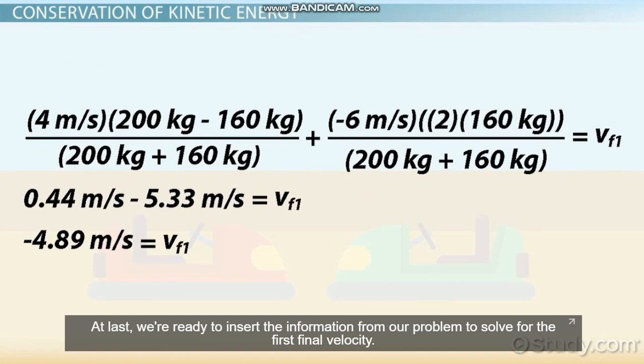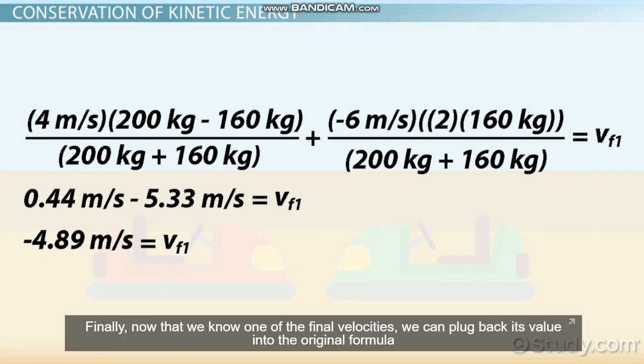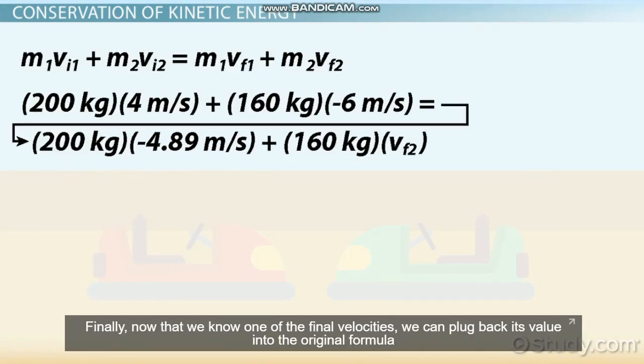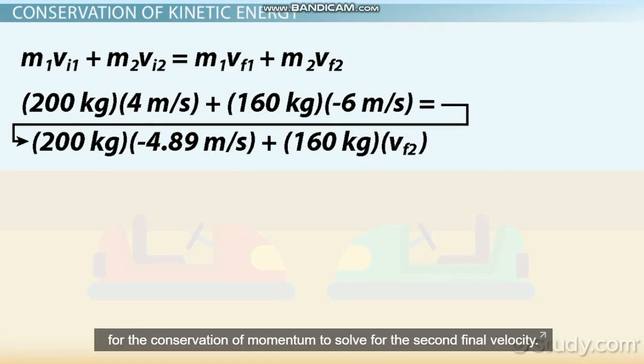At last, we're ready to insert the information from our problem to solve for the first final velocity. Finally, now that we know one of the final velocities, we can plug its value back into the original formula for the conservation of momentum to solve for the second final velocity.